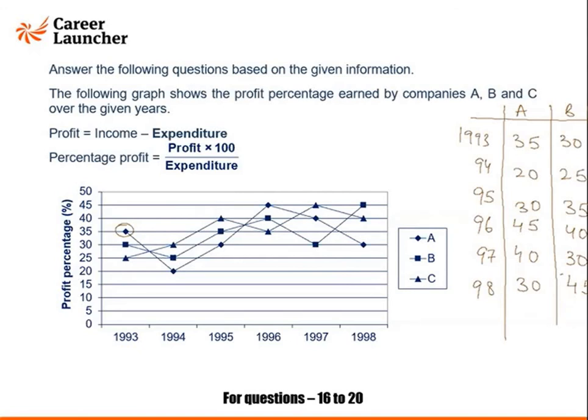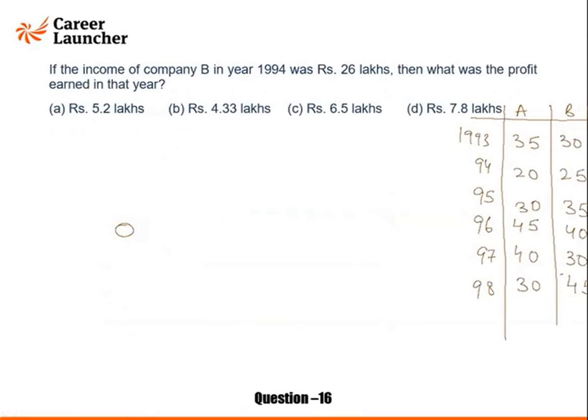Let's read question number 1. What is this all about? Remember the formula: profit is income minus expenditure. And if you want to calculate the profit percentage, you need profit by expenditure into 100. If you remember, it's the formula we learned, profit by cost price. Cost price is nothing else but your expenditure. I hope we know the formulas. So let's talk about the questions over here.